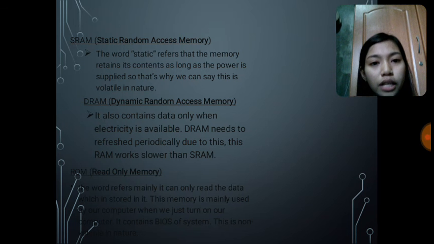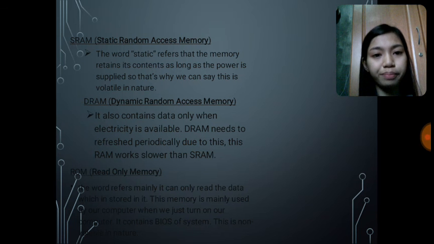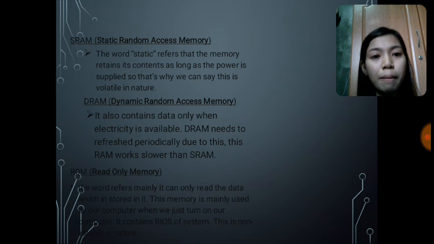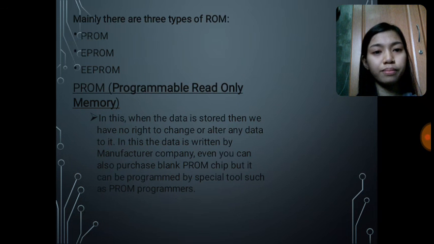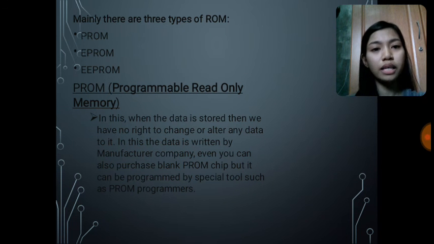The ROM, or Read-Only Memory. The word refers to the fact that it can only read the data which is stored in it. Mainly, there are three types of ROM: PROM, EPROM, EEPROM. PROM, Programmable Read-Only Memory.